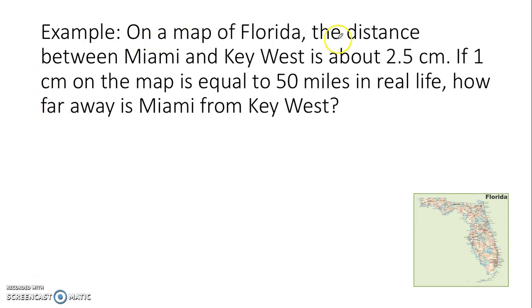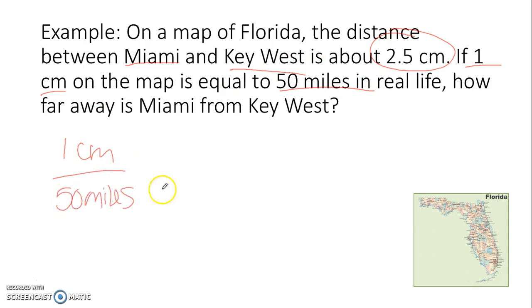Alright, so let's take a look at this. Remember that when we're talking about ratios, it needs to be the same numerator and denominator, the first one to the bottom. The distance between Miami and Key West is 2.5 centimeters. If 1 centimeter on the map is equal to 50 miles in real life, how far away is Miami from Key West? Let's take a look at what we know. We know that 1 centimeter on the map is equal to 50 miles. All right, there's our scale.